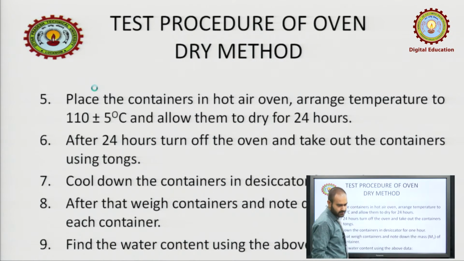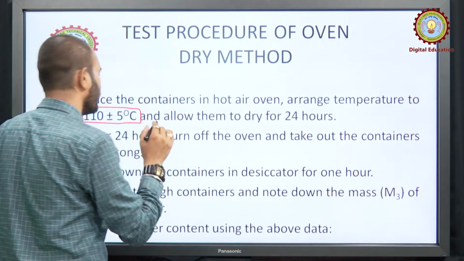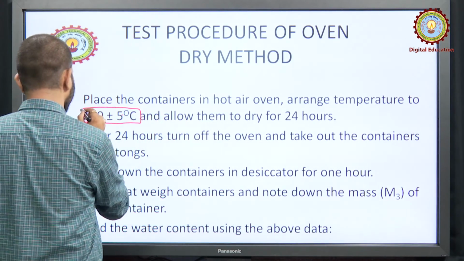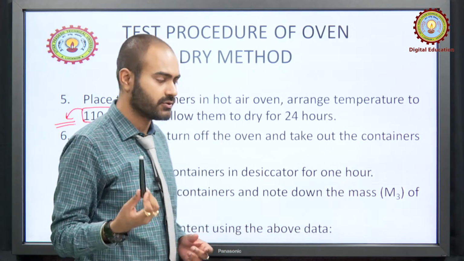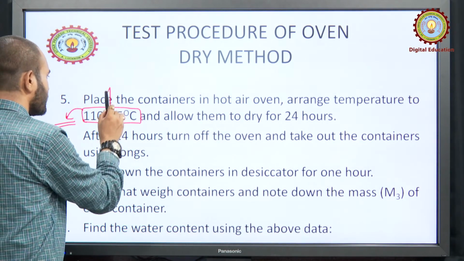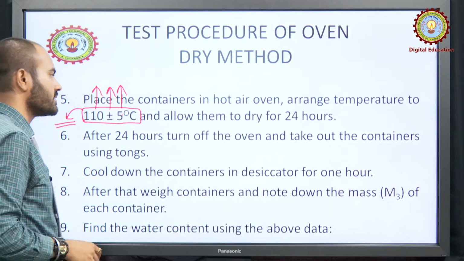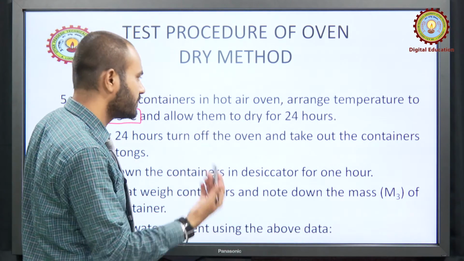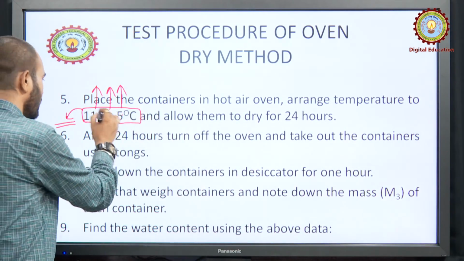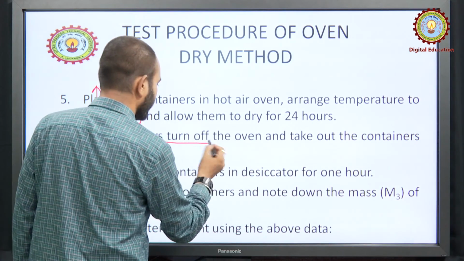Now let's see. Place the containers in a hot air oven at a temperature of 110 plus minus 5 degrees centigrade. Allow them to dry for 24 hours. Why is it used only 110 plus minus 5 degrees centigrade? Because if we increase above this temperature, then, if you remember, I told you about the structural water content last time, the structural water will also get released. Due to which the mass of the soil will differ from the actual, and the water content which was to be measured will be different. So it will cause an error. So we have to maintain the temperature only inside this range. Then again, as I told you, it will be kept for 24 hours.